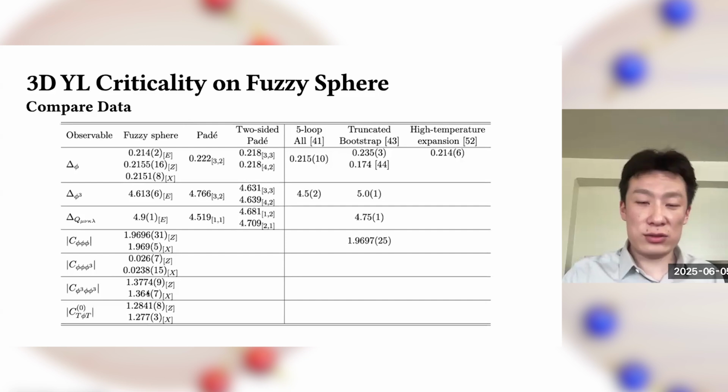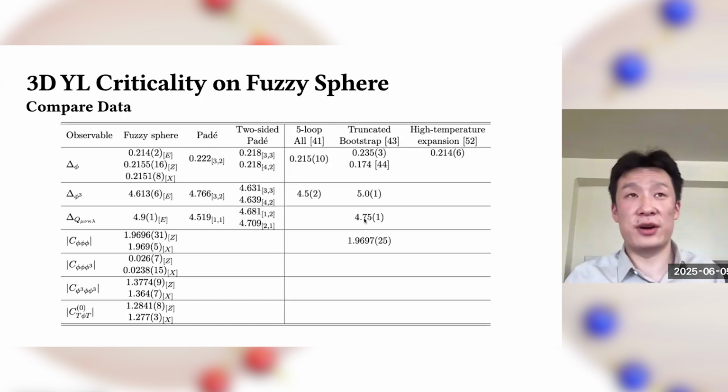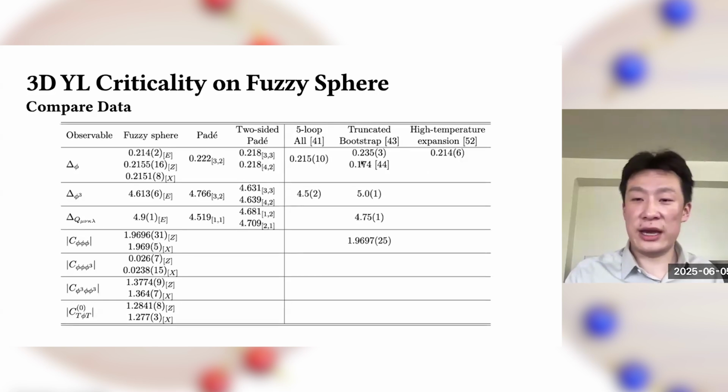So then, wrapping everything in 3D, we use the different methods in fuzzy sphere to obtain the scaling dimension and OPE coefficient for the leading few primaries. And we can compare them with our previously determined two-sided Padé and some of the previous results we found from the literature. We see that they actually agree pretty well.